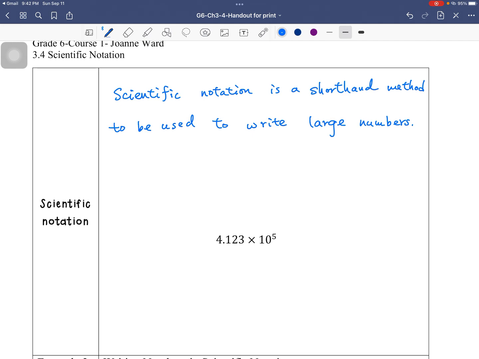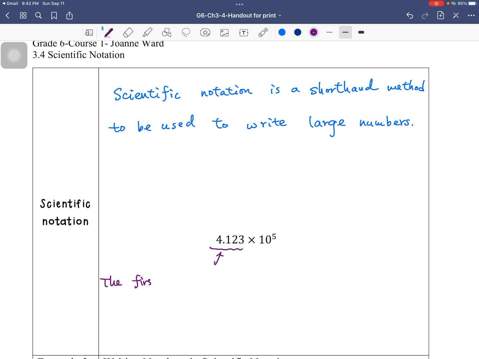So a number written in scientific notation has two numbers that are multiplied. One is a number, the other part is the power of 10. So the first part of the number here, 4.123.